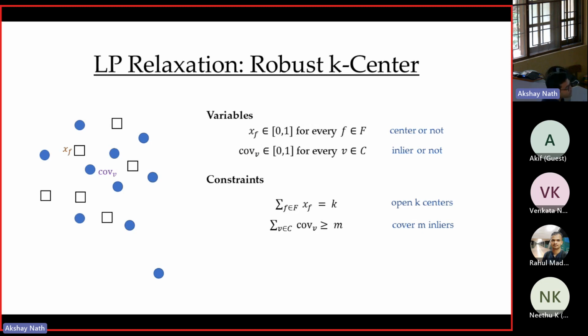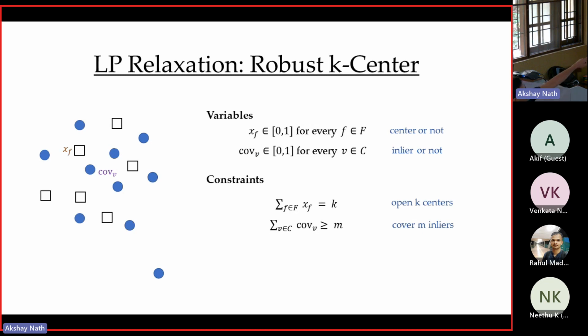But since I'm allowing it to smear, every client could potentially have a coverage on its head, but maybe they are fractional. The only thing is that the total sum of these fractions would be at least m. So that's a constraint. And the third constraint is what connects these x's and the coverages. And it connects in the natural way.